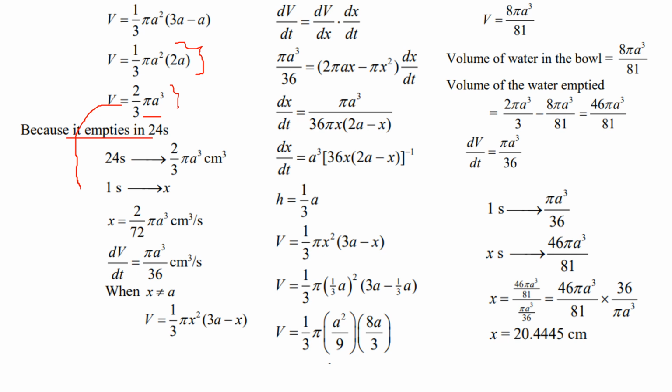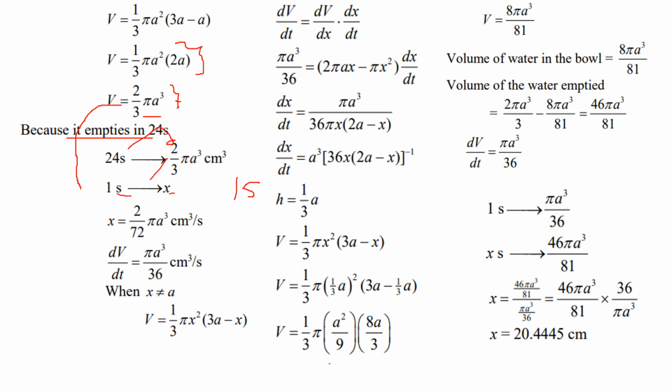Because they say that if the full hemisphere empties in 24 seconds, then what about in one second? Because we need to get per second. Per second means that you need to get the volume that is emptied in 1 second, and that's going to be your dV/dt. So 24 seconds contain this volume. Then what about 1 second?